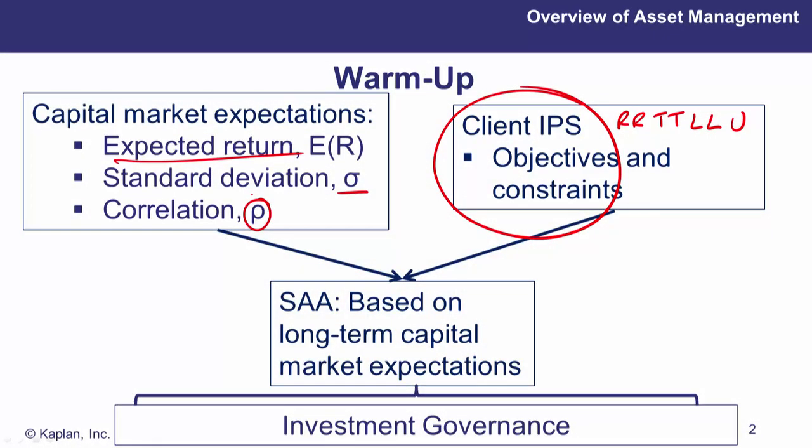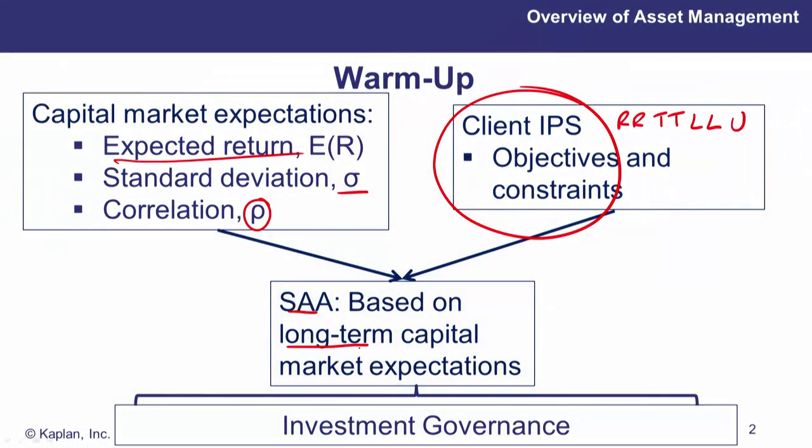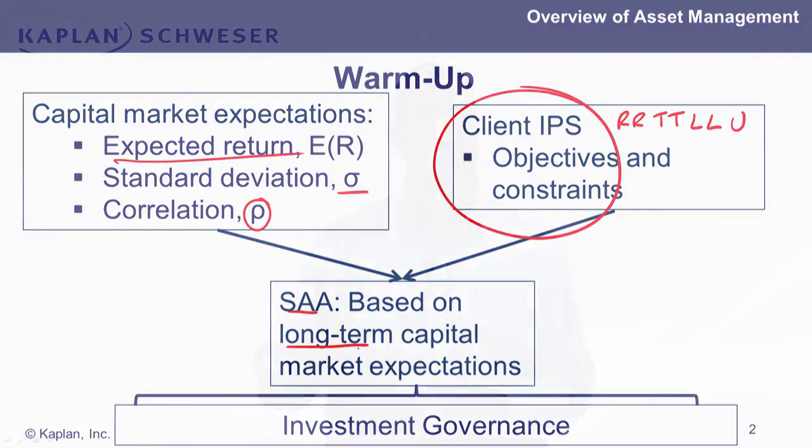The combination of those two things, our capital market expectations, what we think about future risk and return for each asset class, alongside the constraints and objectives in the investment policy statement, we bring them together and we come up with our SAA. This is our strategic asset allocation. Probably the most important decision in the investment process is the strategic asset allocation, where we decide how much of the client's investments we put into each asset class. Ideally, the word strategic would imply long-term. This is based on long-term capital market expectations.